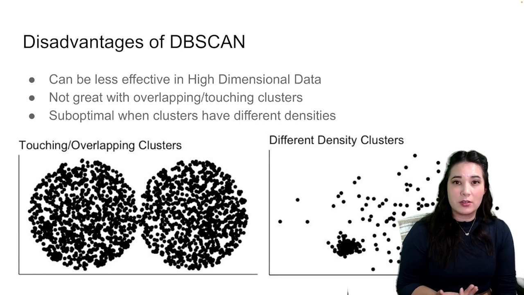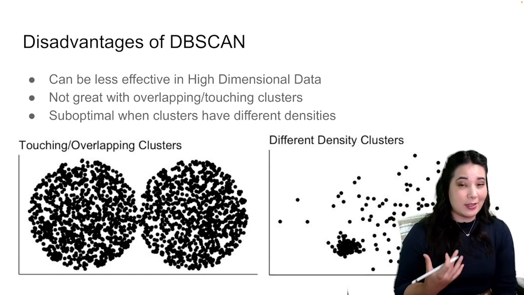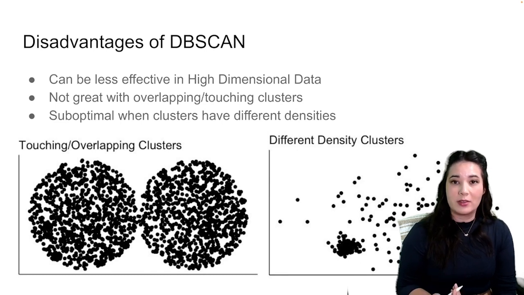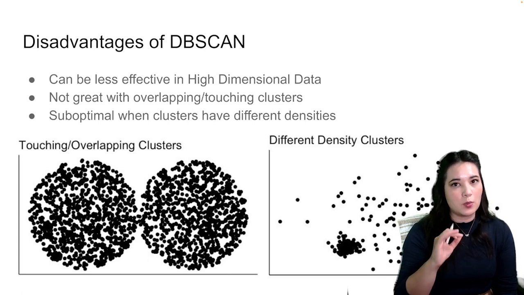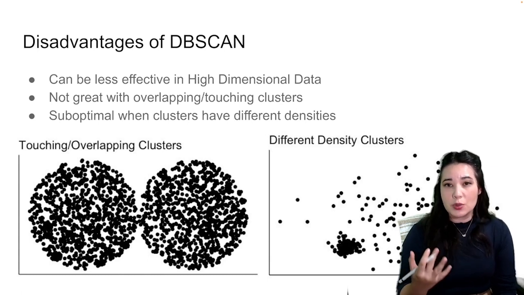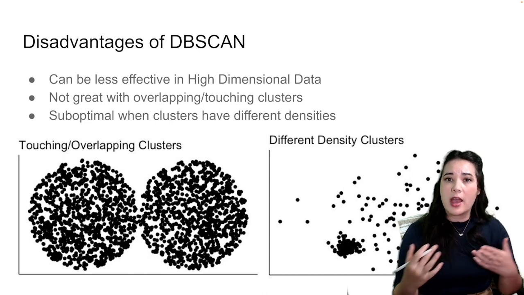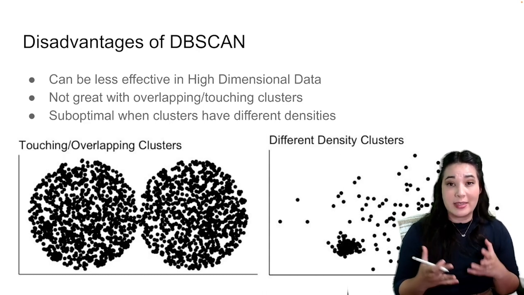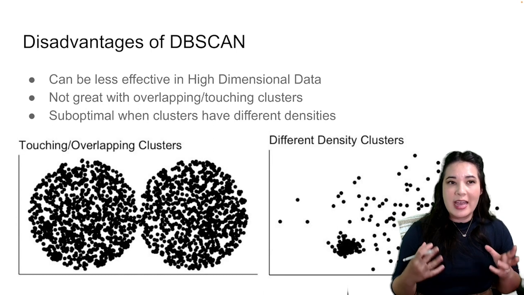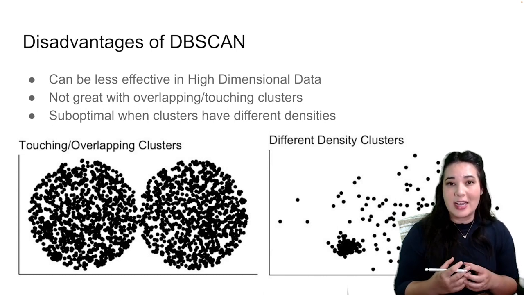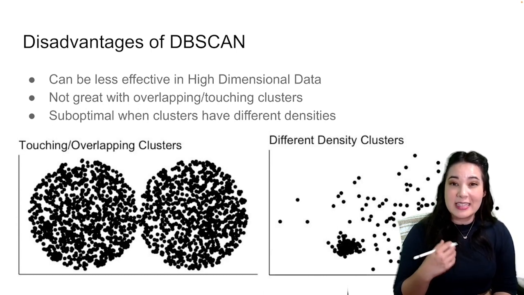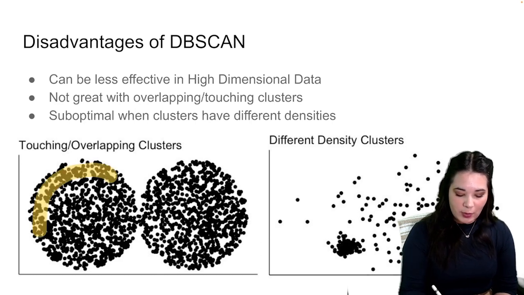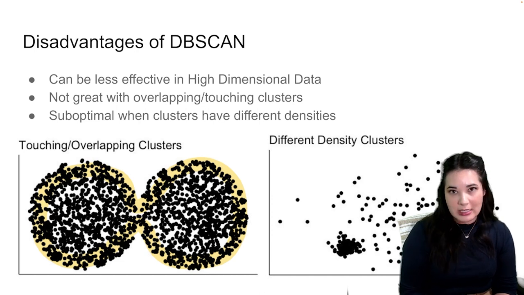Another time it can struggle is with overlapping or touching clusters. For instance, this is a bit of an extreme example, but if you look at the data set on the left, DBSCAN would really struggle with this. When we look at this with human eyes, I see basically two separate clusters, a circle on the left and one on the right. But because of the way that DBSCAN defines clusters, any region of density that is touching each other is going to be classified in the same cluster. So DBSCAN would actually put all of these data points in one cluster, which is practically useless.